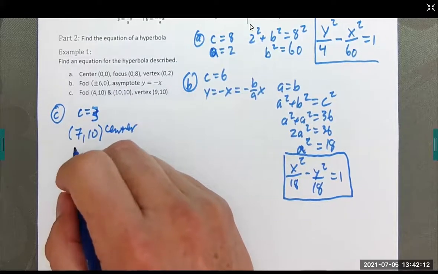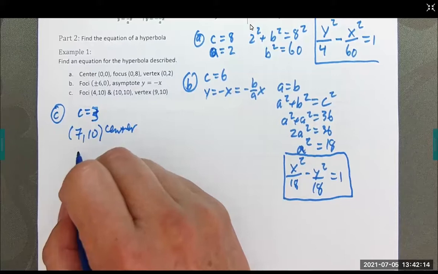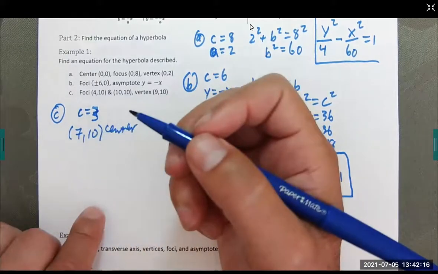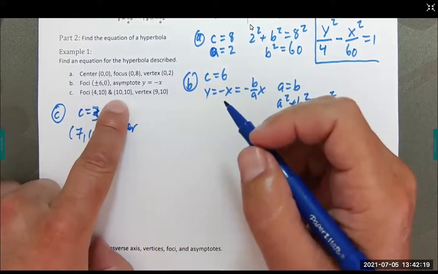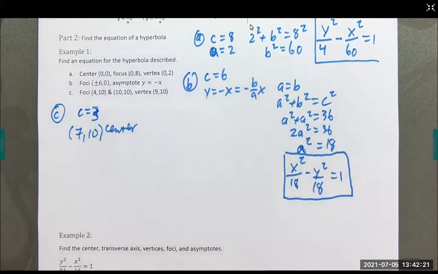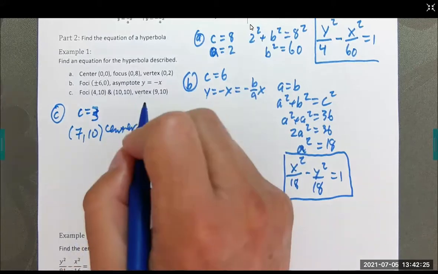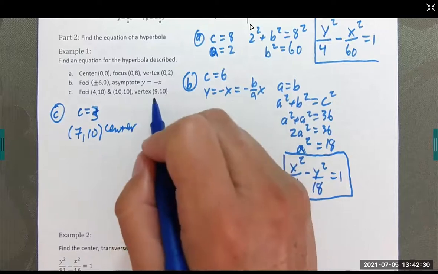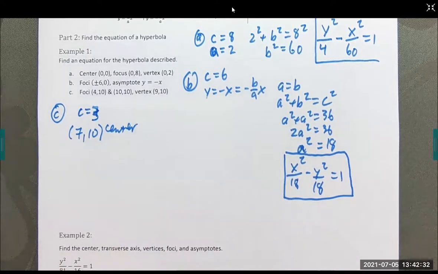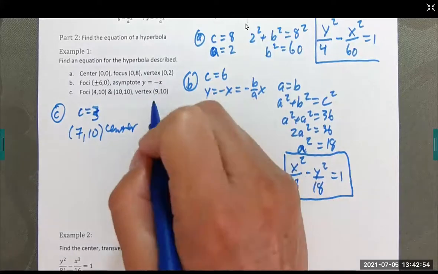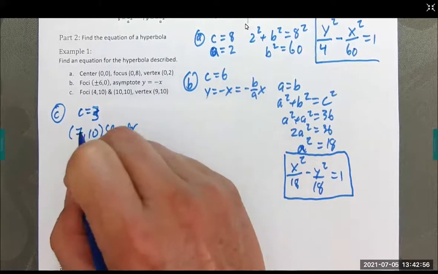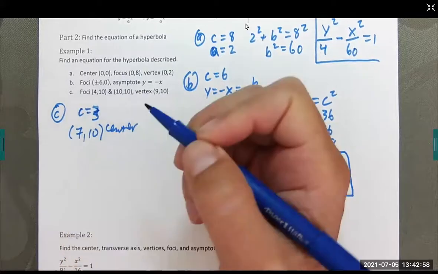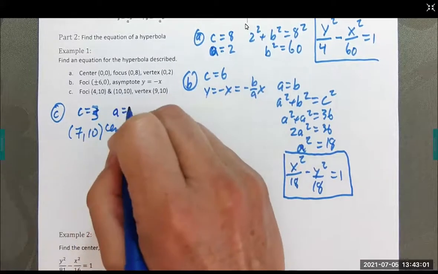So that tells us that a squared, oh, and by the way, you can see the foci are in the x direction. So we're going to have a horizontal transverse axis, which means the x portion is going to go first. Because this 9 is exactly a distance of 2 from the vertex, that means that our A is 2.